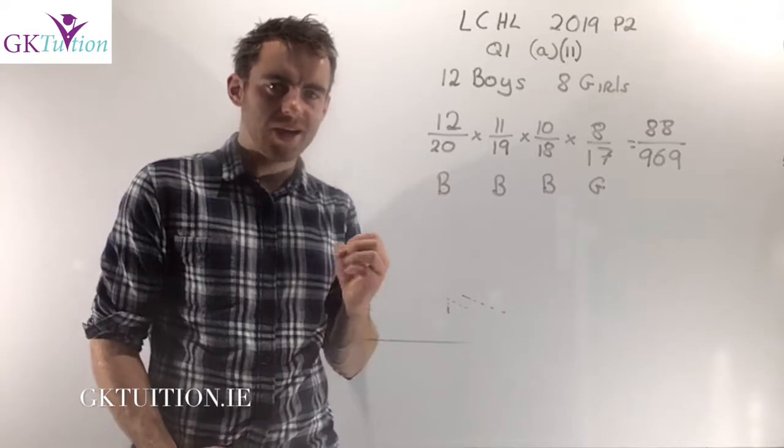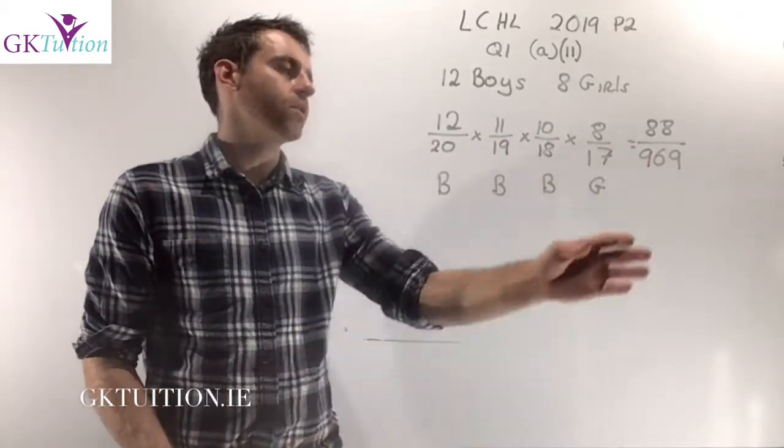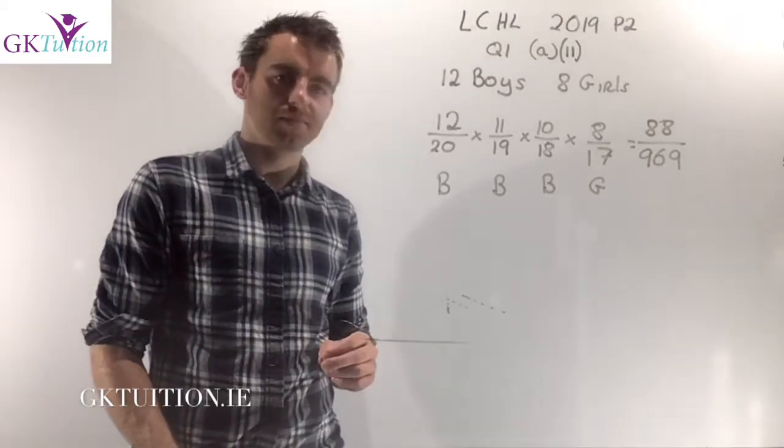Remember, in probability, and means that you multiply. So when you multiply them all out, your final answer works out as 88 over 696.